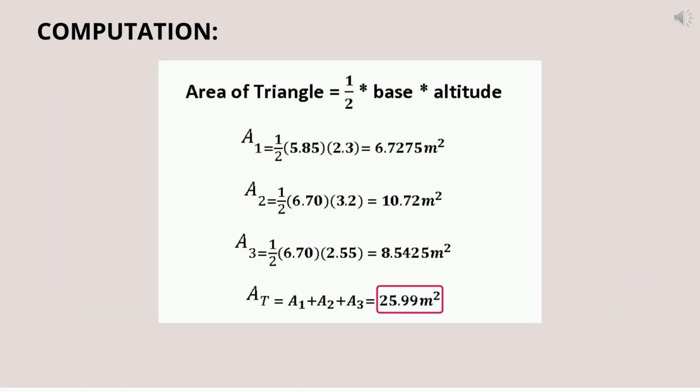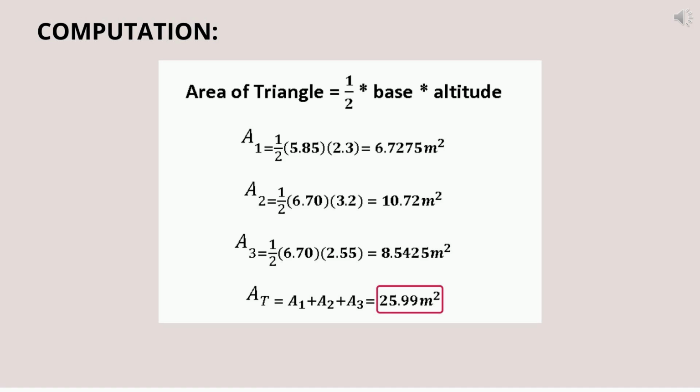To get the area of the triangle, use the formula 1/2 times base times altitude. Repeat steps 3 to 5 for the chosen second and third triangles of the polygon. To determine the whole area of the polygon, take the summation of the areas A1, A2, and A3.